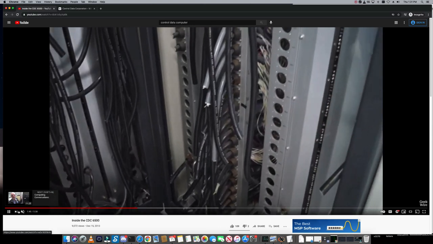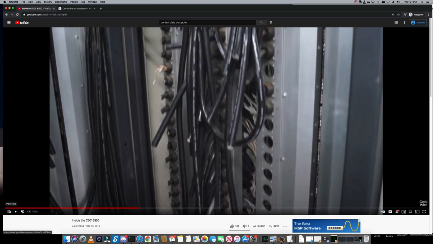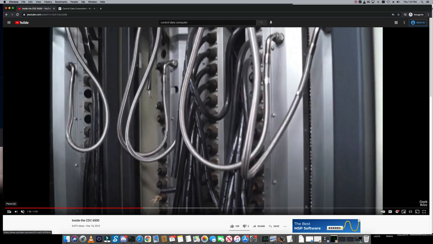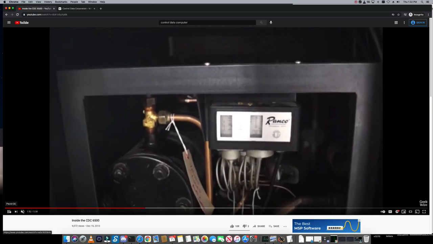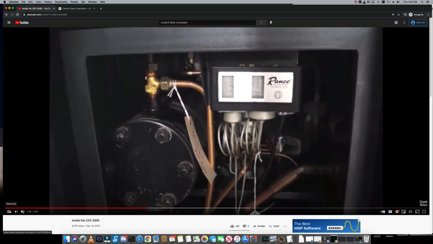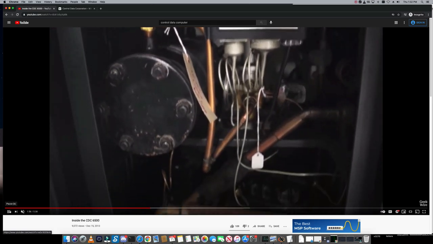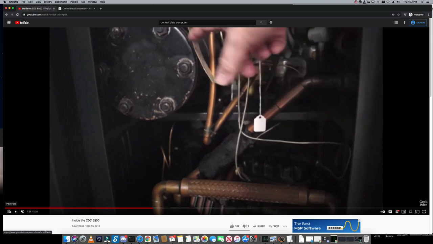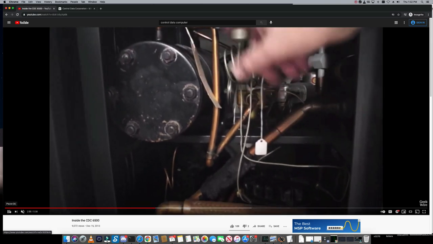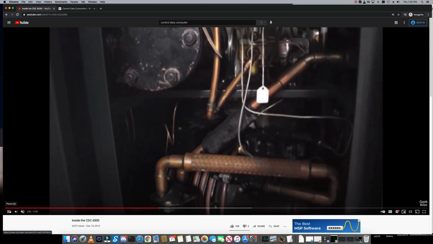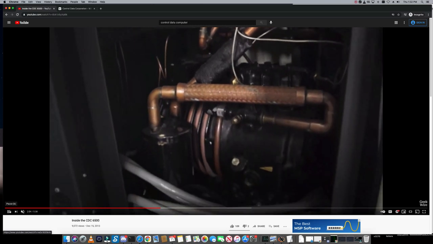Mainframe channel as well. What better way to talk about the Control Data Corporation mainframes than by talking to somebody who actually works on Control Data and is probably one of the top 5 or 10 experts in running emulated Control Data Corporation environments, operating system environments.